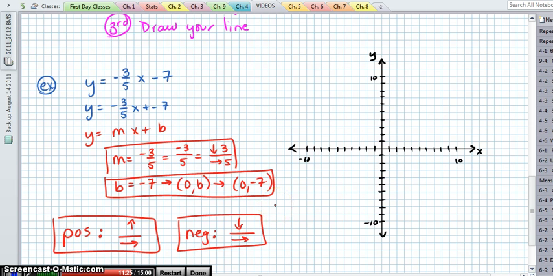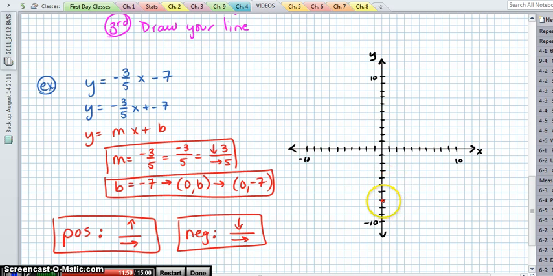Okay, so first thing, what do we need to do? We need to graph the y-intercept, 0, negative 7. 1, 2, 3, 4, 5, 6, negative 7, right here. Always make sure that you are starting with that point. I am not starting at the origin because the y-intercept is not 0, 0. The y-intercept is negative 7, so I have to cross the y-axis at negative 7.